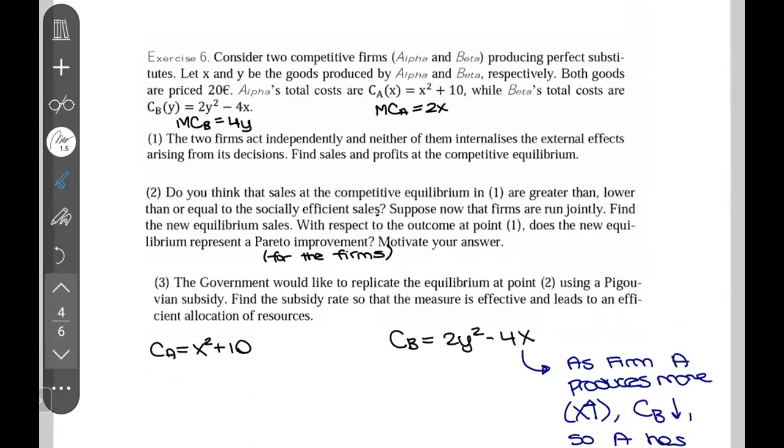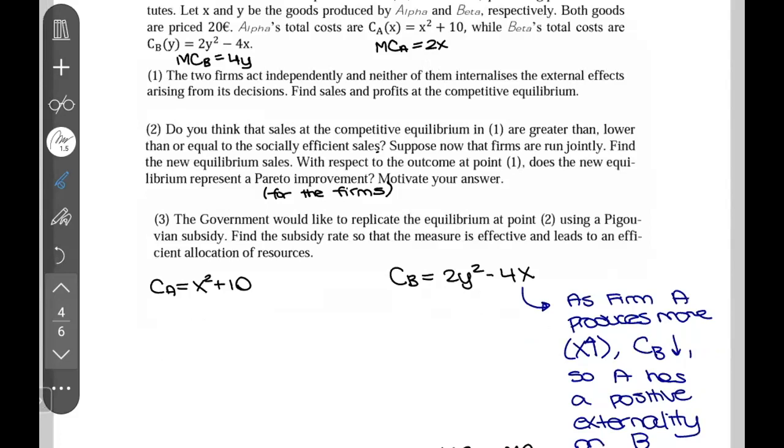Now for part 3, we have the government intervening. So basically, instead of having the firms merge, the government is going to, in this case, give a subsidy specifically to firm A because they're the ones that are causing the positive externality. So we want to figure out what the subsidy would be to make it effective and lead to an efficient allocation. So basically to lead to the same quantity that was socially efficient.